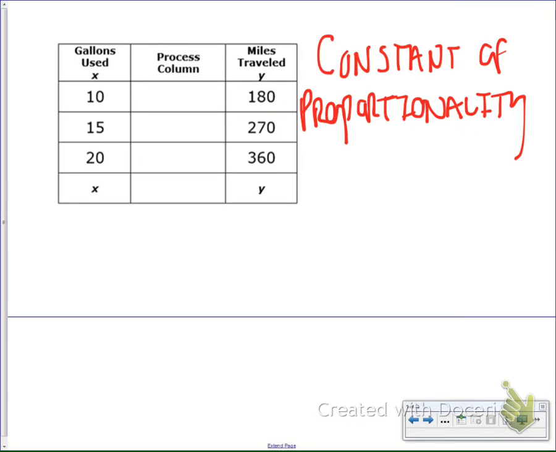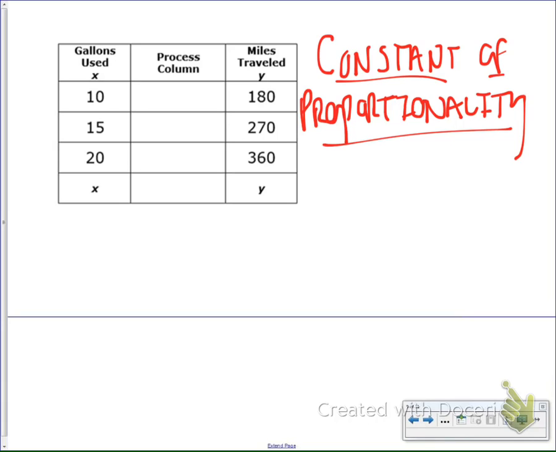Okay, what I want to talk about real quick now is what we call the constant of proportionality. This is something that's going to help us when we're trying to see if a table or graph or any kind of relationship is going to be proportional or non-proportional.